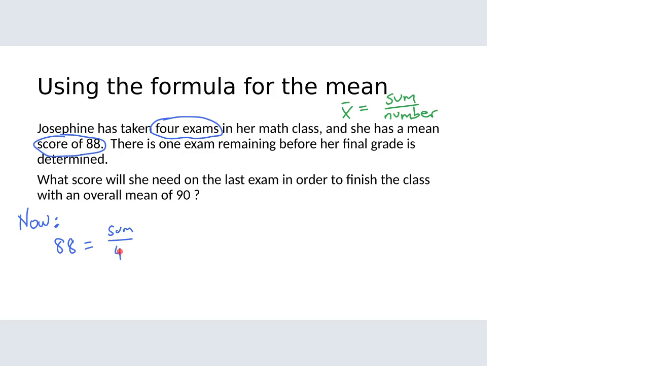And then she's taken 4 exams. All right. Hey, this looks a lot like the last ones where we just multiply by that denominator on both sides. These cancel, and the sum, which here represents the number of points she's earned so far, is 4 times 88, 352. So as of right now, Josephine has earned 352 points in this class. I have no idea what any of her individual exam scores are. I don't know how she got here. I just know that if after 4 exams she has a mean of 88, then she has 352 total points so far.